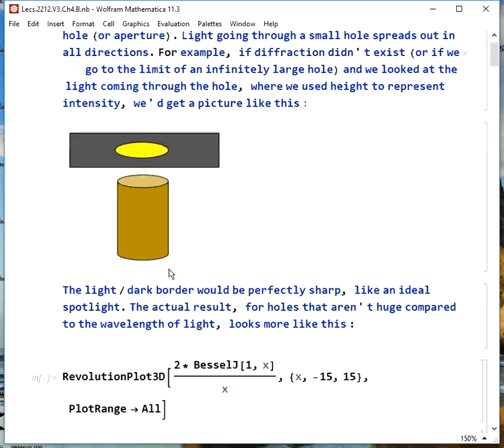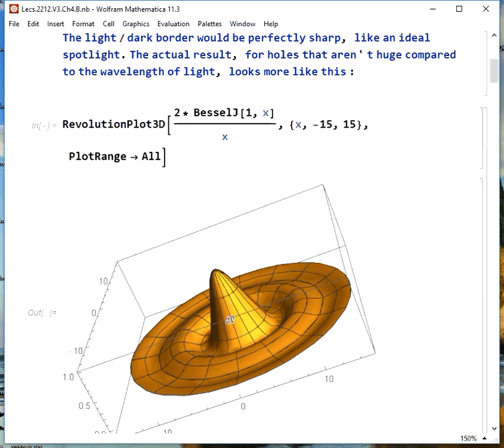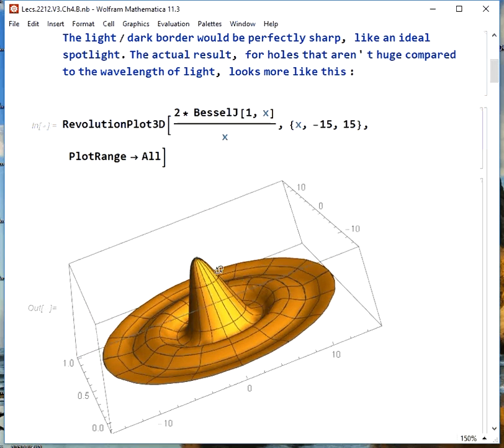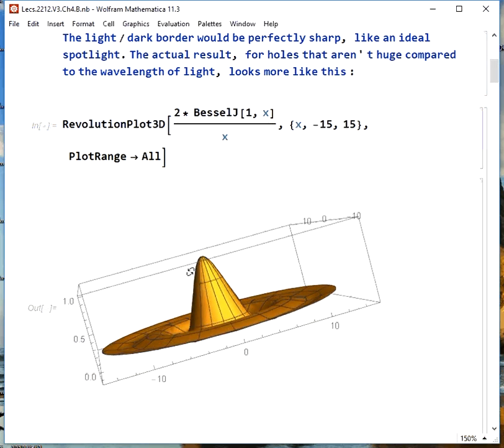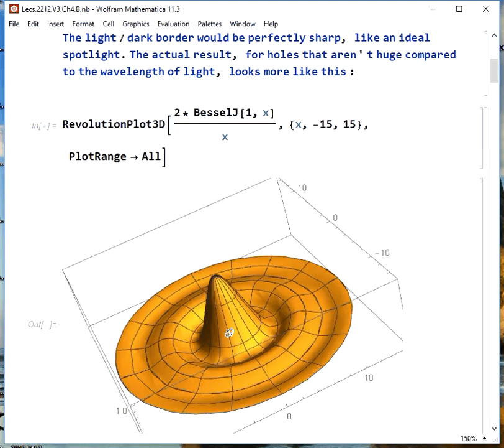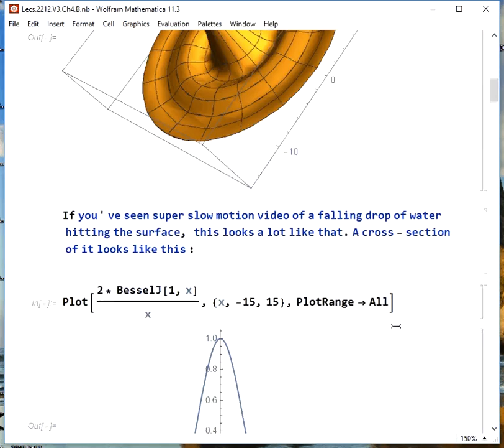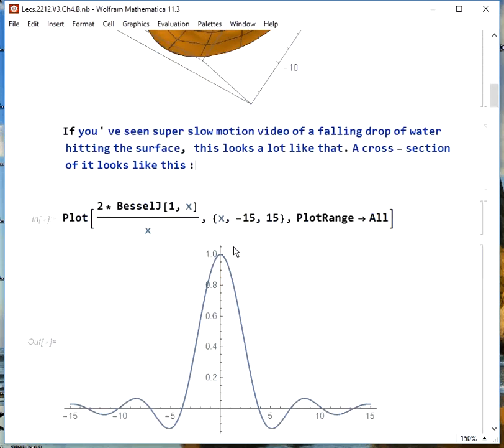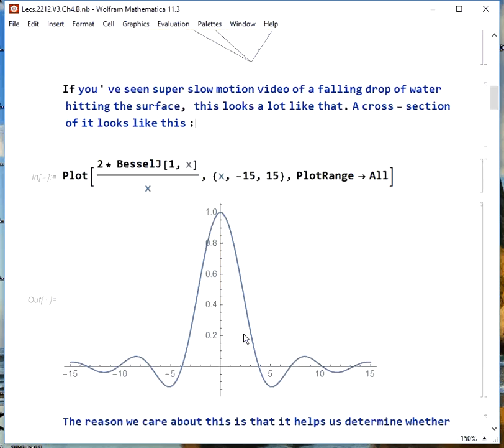kind of like a perfect spotlight. What it actually looks like is more like this, where it's bright in the center, it gets dim as you move away, dark here, gets bright again. We can look at this profile a little better here. If you've seen this super slow motion video of a drop of water or milk hitting a surface of liquid, it kind of looks like that. This is that cross section, and it shows that we get bright spots, dark spots, bright spots again.